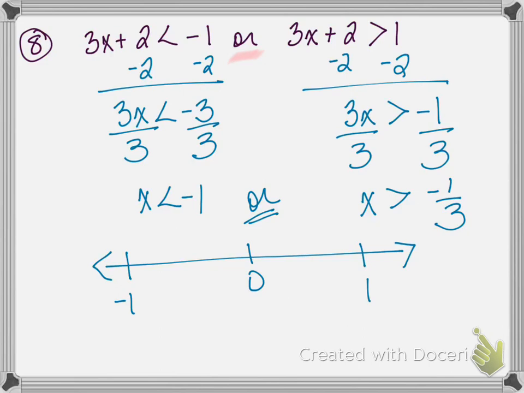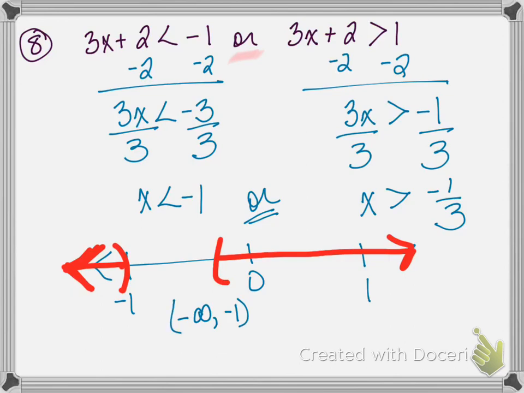Okay? So for x is less than negative 1, I'm going to put a parenthesis at negative 1. It's less than, so I'm going towards negative infinity. My second one is x is greater than negative 1/3. So I start right here, and I go towards positive infinity. So when I put that in interval notation, I have negative infinity to negative 1, and then I have a union, negative 1/3 to positive infinity. Okay, and that is it for the classwork. So hopefully this helps you to understand some of those problems.